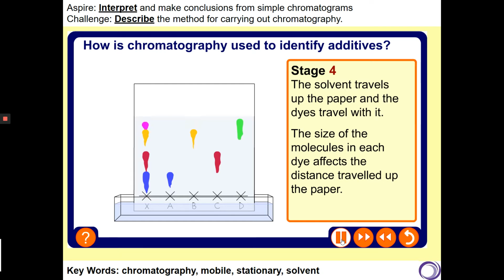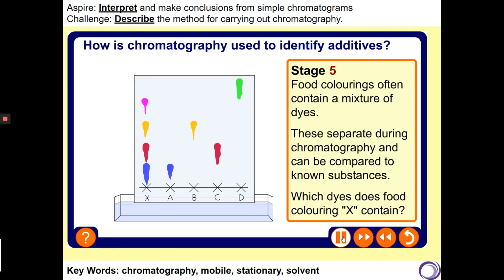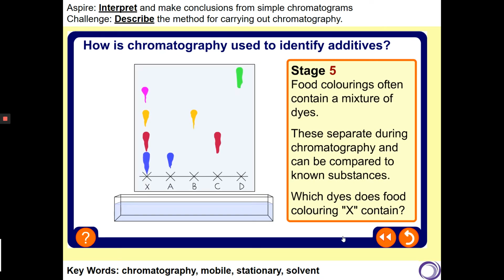And as it travels up the paper, different spots will have different solubilities. Things that are very soluble in the solvent will move very far. So in this case, the green is very, very soluble. And things that are not very soluble in the solvent will not move as far. So blue is not very soluble. We then use these to compare from X which of A, B, C and D are in X. So we take out the chromatography paper and we leave it to dry.